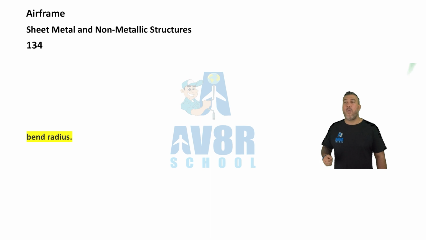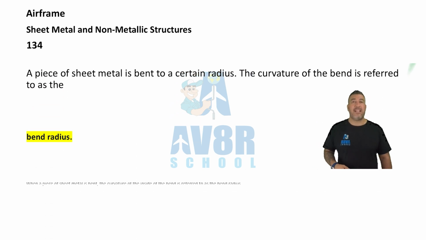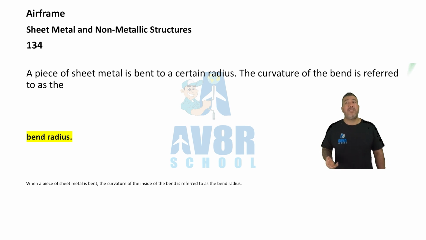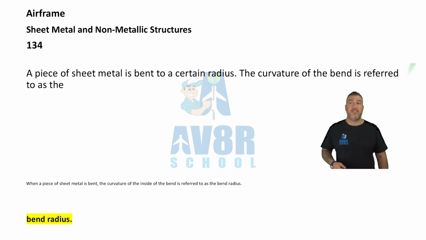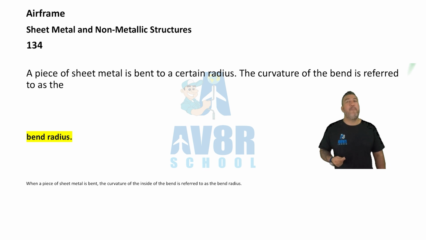Number 134. So it's your bend radius. A piece of sheet metal is bent to a certain radius. The curvature of the bend is referred to as the bend radius.